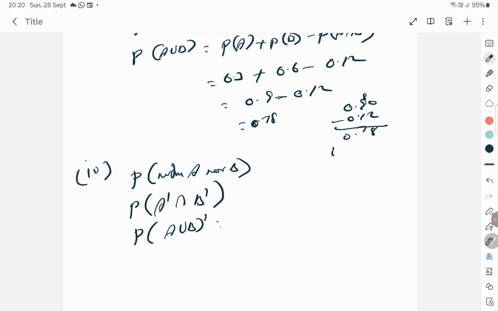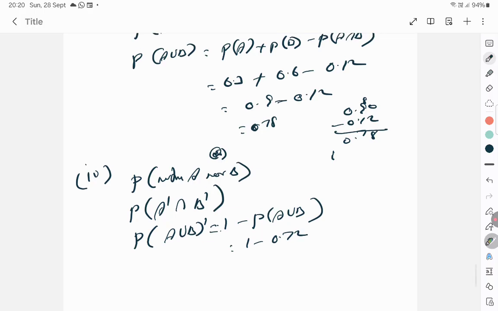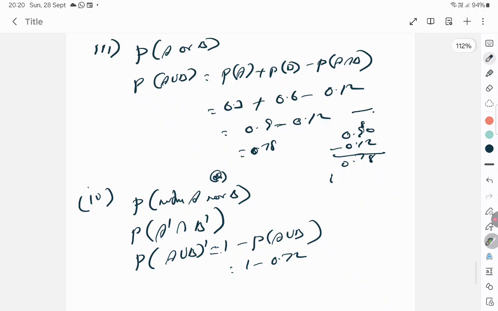So, by De Morgan's law, it is P of A union B the whole dash. Always remember this: when they give you neither A nor B, there has to be intersection. Even though or means union, neither nor means intersection. So it's 1 minus P of A union B. What is P of A union B? They are saying it's 0.72.